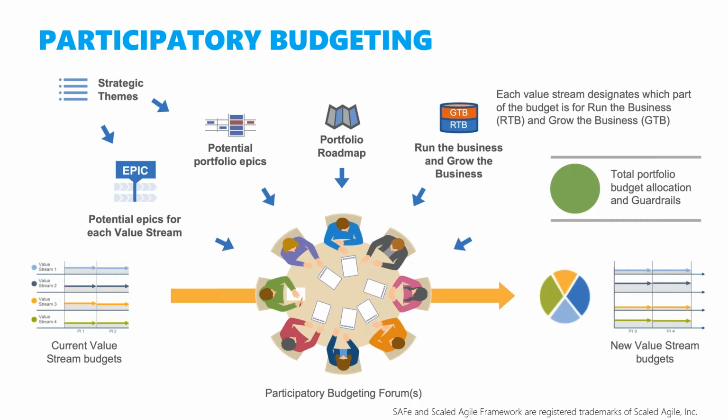So the first thing is everybody comes armed with things like strategic themes and ideas for epics. So that would be your list of big ideas that you want to execute on. Those are your epics. You would also, before you start, differentiate between run the business and grow the business budgets, so that we're clear about that, and that comes back to the horizon-based planning as well.